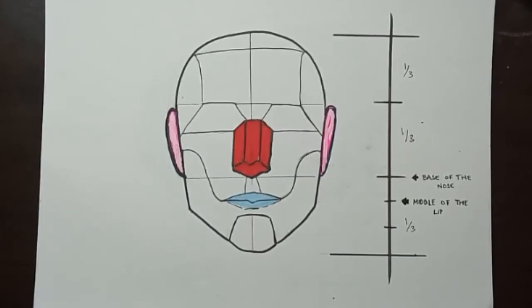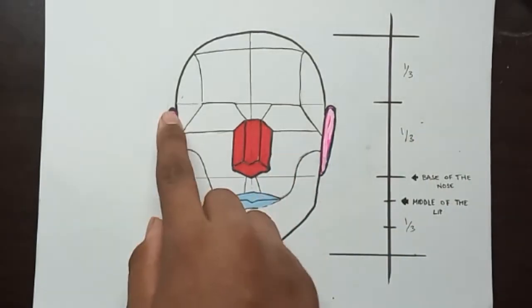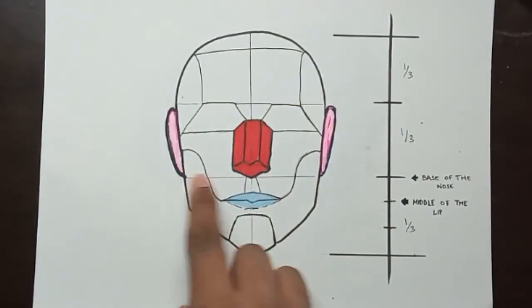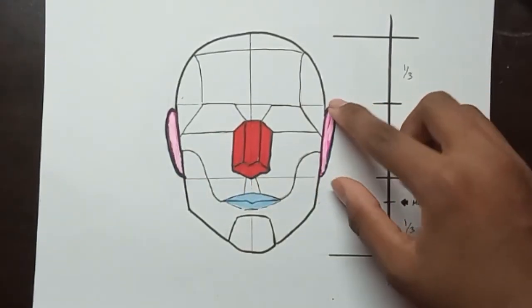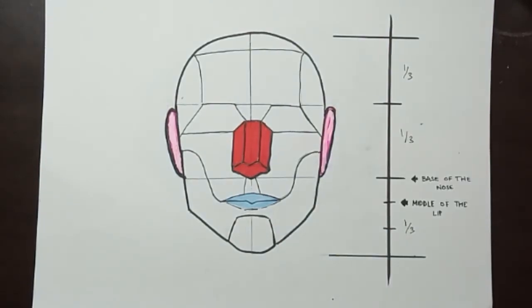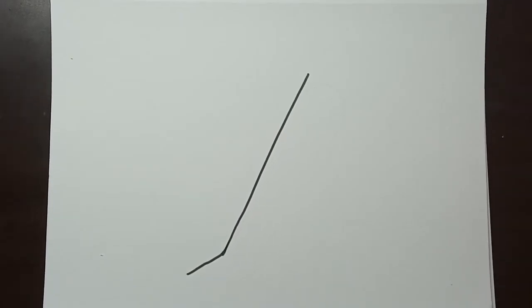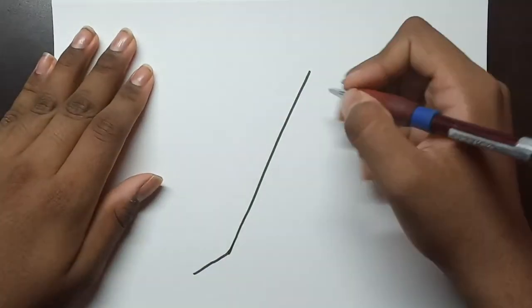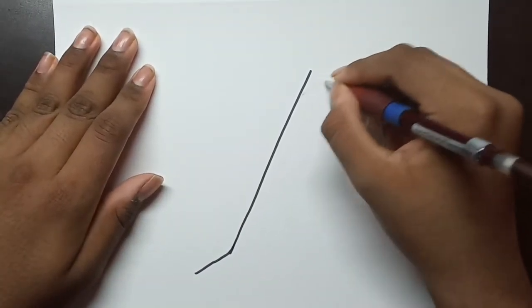Now, let's look at the location of the ear. So, as you can see, it starts from the brow line and ends at the base of the nose, like the part in pink. Now, let's draw the ear in the front view. So, here we've got the jawline. Now, let's draw the ear.